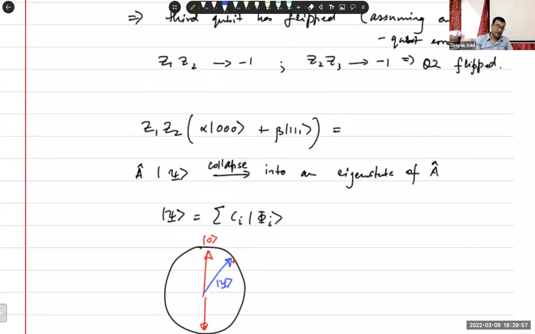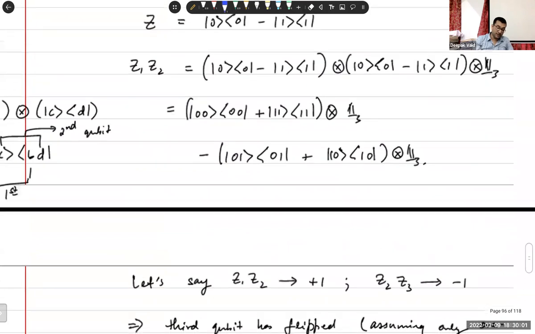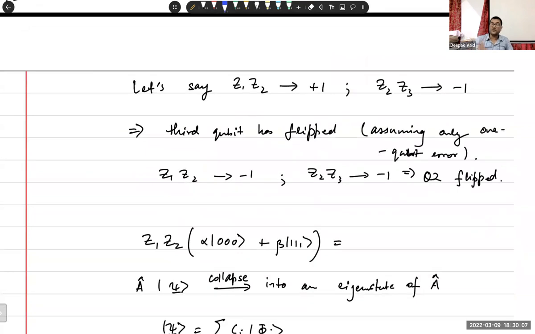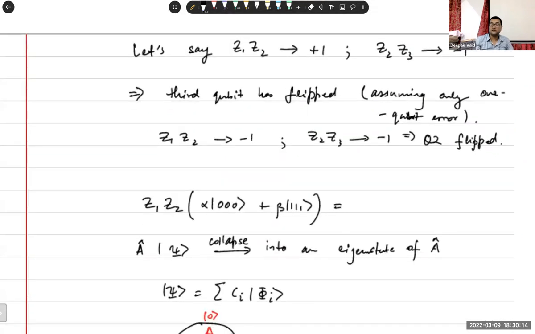Okay, let me show you again. If you take Z1 and Z2 and you act on alpha 0,0,0 plus beta 1,1,1, what is the result? It's equal to alpha 0,0,0 plus beta 1,1,1, right? Is the state changed? If we know that the state didn't change, then we can say the bits are the same, but we don't know that, right? But as far as the mathematical theory is concerned, these two operators will not cause the state to change, no?